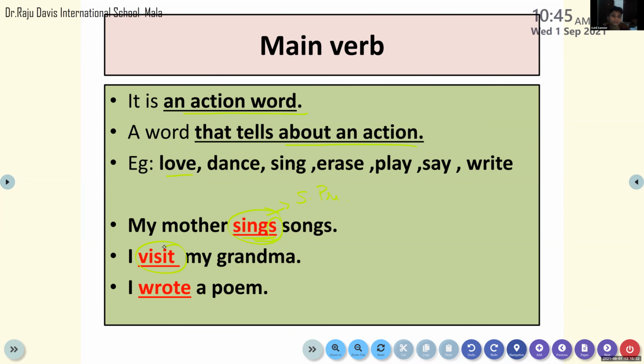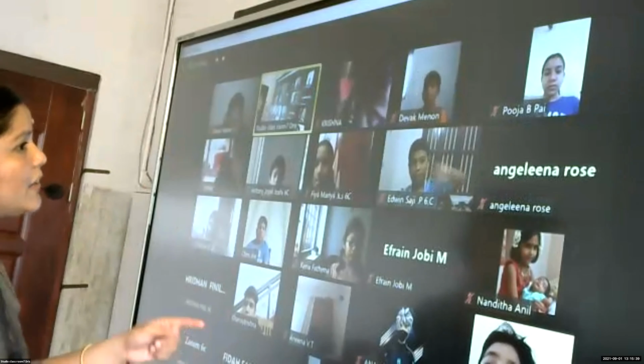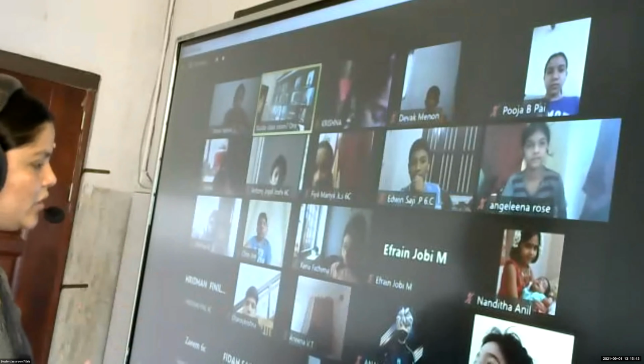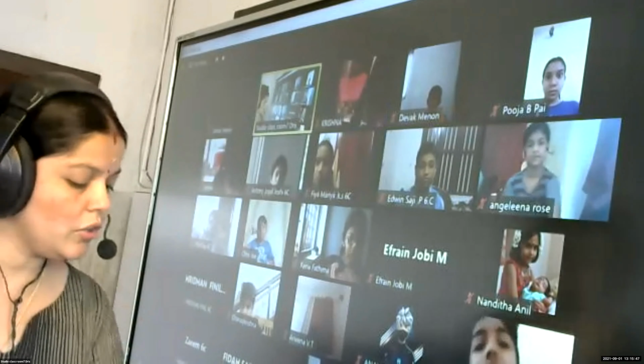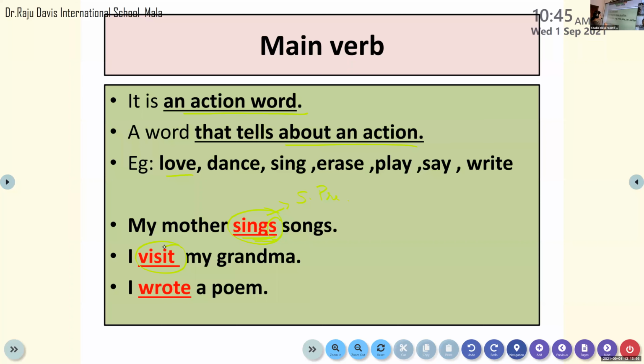It will come, I visited my grandma, right? I visited my grandmother can be used. So in that sentence, visited is the main verb, right? Because it talks about a past action, isn't it? Yes or no? Yes, ma'am. Okay, so let me share the screen once again. I visited a poem. So here I can use visit, visits and visited as main verb.